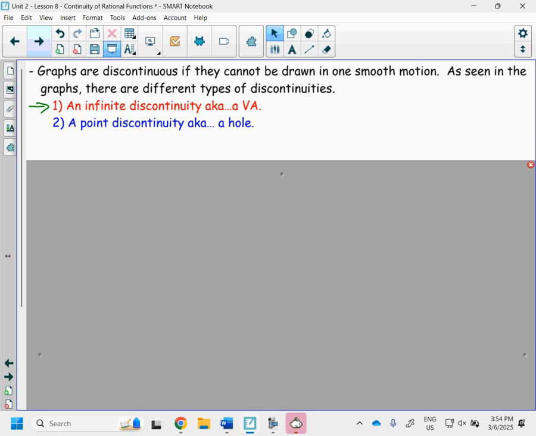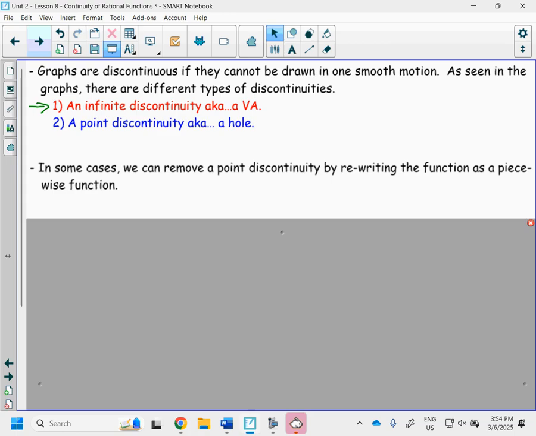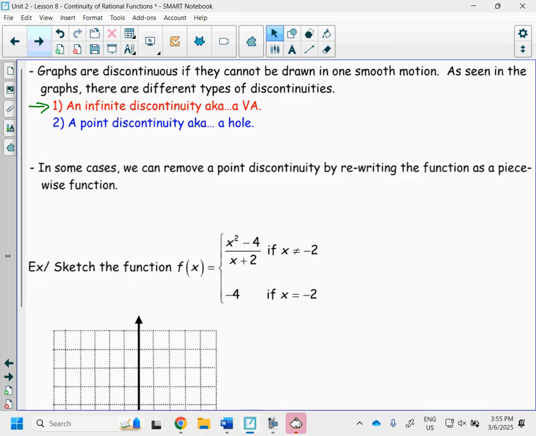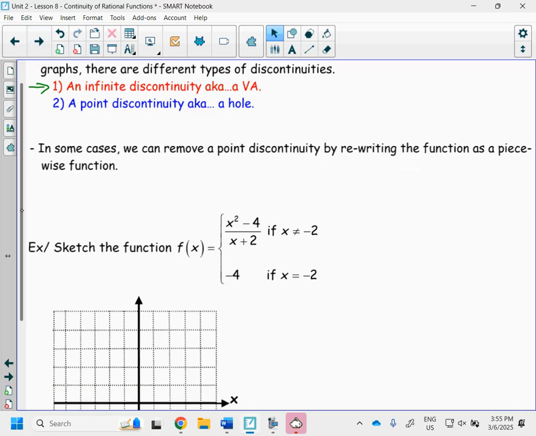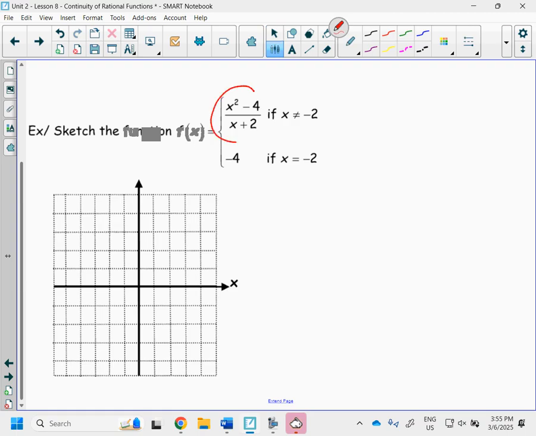Now, one of these we can actually get rid of. You can actually get rid of a point discontinuity. You can do that by creating a piecewise function. So I'm going to show you one of those. So let's say this is my graph. This is called a piecewise function. It's made up of 2 pieces. One of the pieces, the top one, we've actually done before. That's this guy. We factored it earlier.